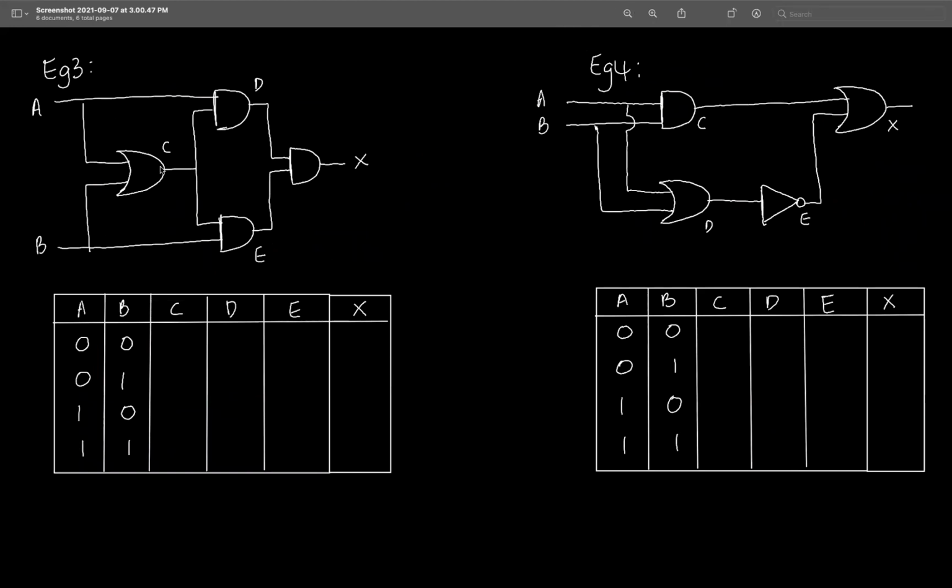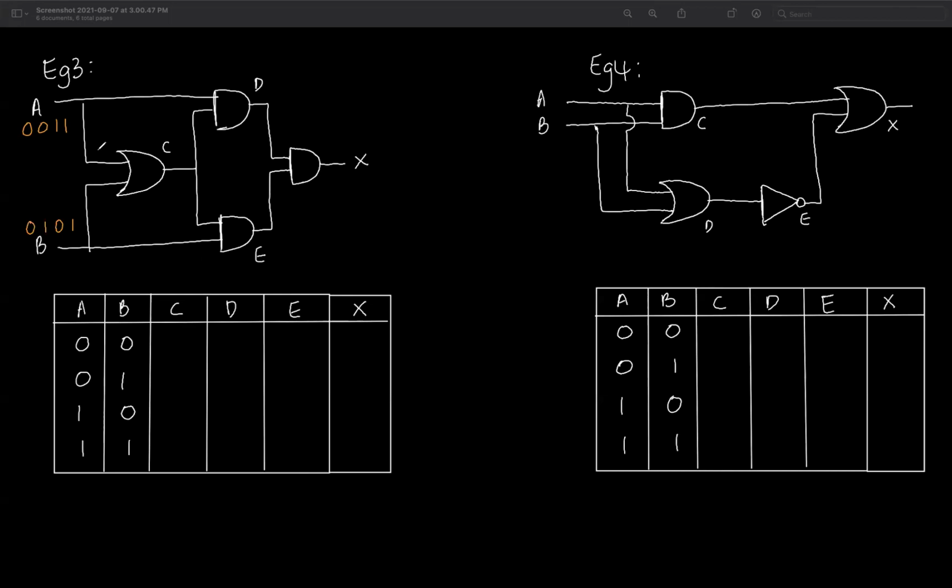Okay, again, this one we have 1, 2, 3, 4 logic gates. So we do copy down, same thing. We copy down the inputs: 0, 0, 1, 1 and 0, 1, 0, 1. Okay, so you can see the leg goes here and goes to C. Let's work out the C first.